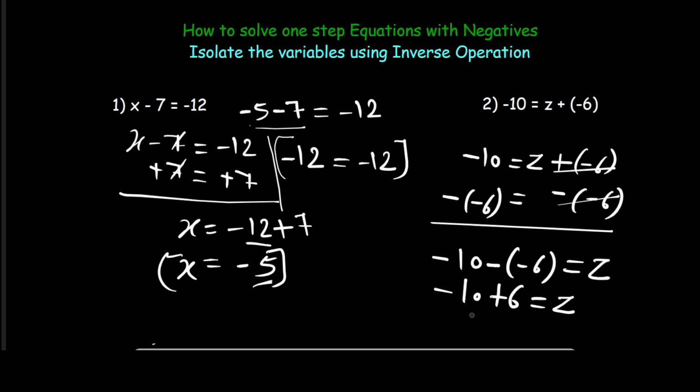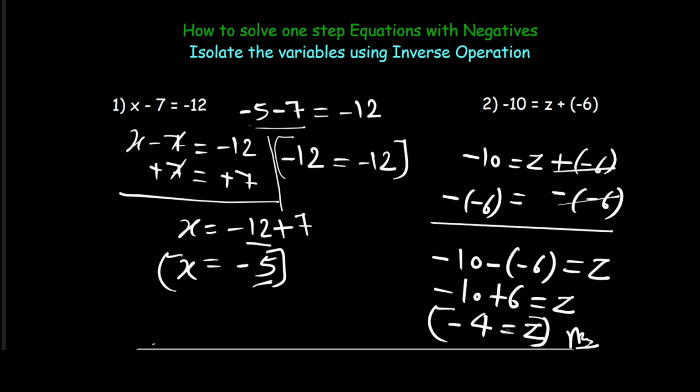If we subtract minus 10 from plus 6, it will give us 4. So z equals 4. Here the greater number has a minus symbol, so we apply minus here. So the value of z is minus 4. Z equals minus 4 is our correct answer.